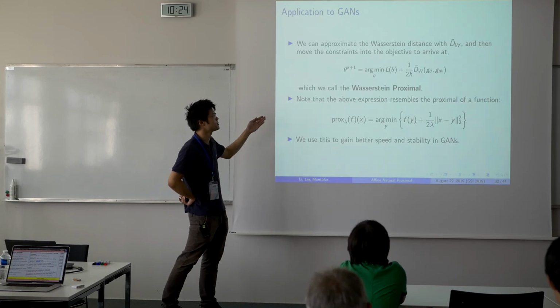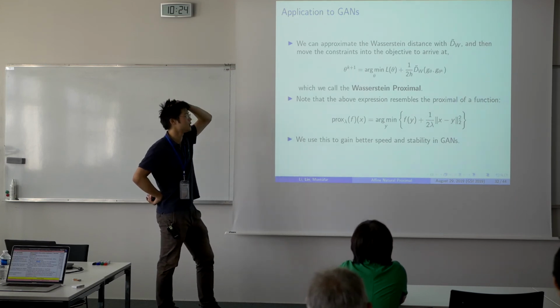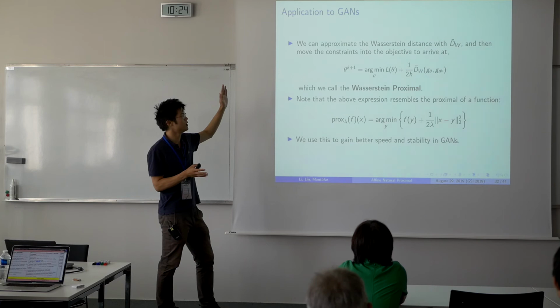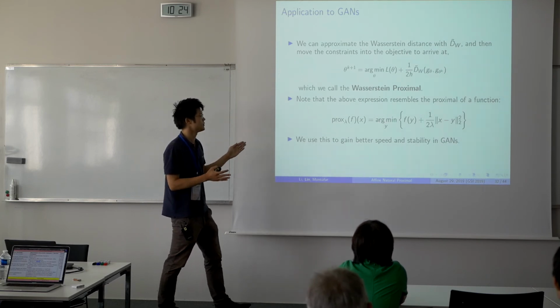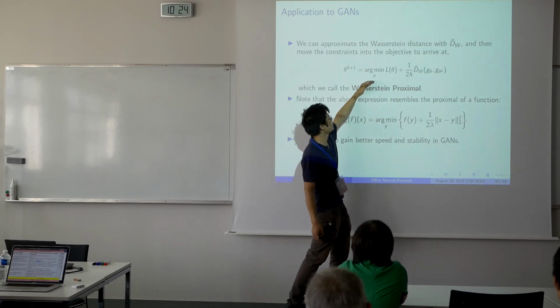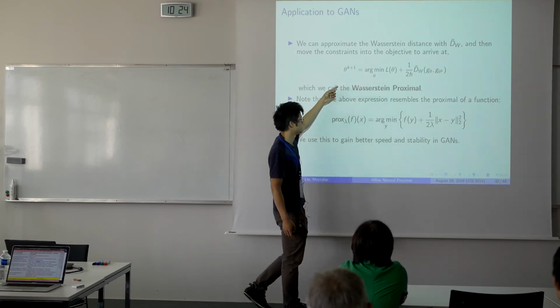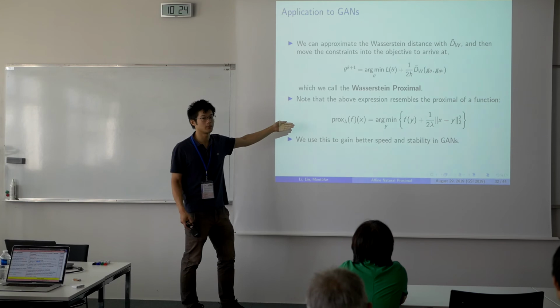OK, so you can approximate the Wasserstein distance with a discriminator, and then move the constraints in the objective to arrive at this. We call this the Wasserstein proximal. And this very much looks like the proximal update here.